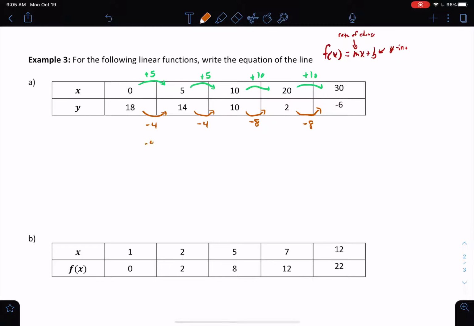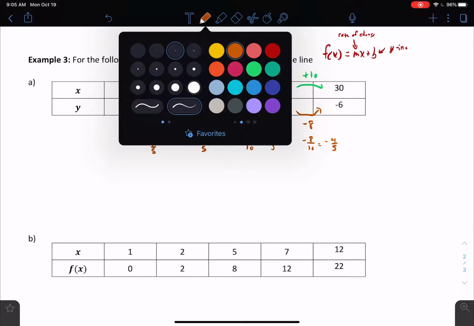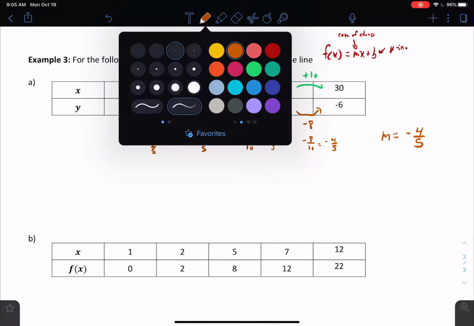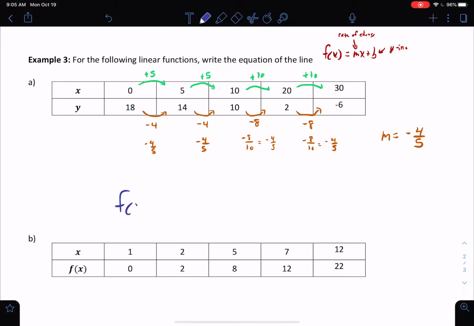All right, here it's negative 4/5. Here is negative 4/5. Here's negative 8 over 10, which equals negative 4/5. So my rate of change, my m value, is negative 4/5. All right, so as of right now, we can write f of x equals negative 4/5 times x.